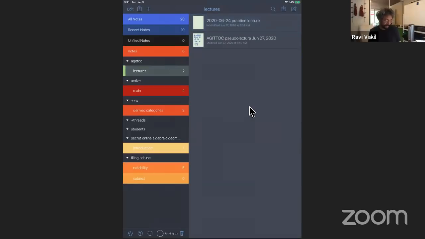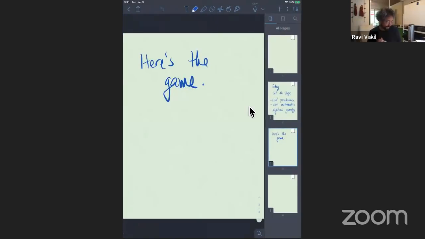And let's see if I do this. Great. And when I do that, that should ideally update the notes in the Dropbox too. Okay.